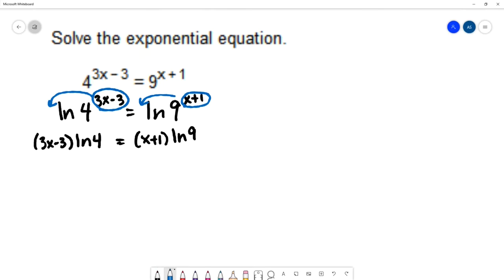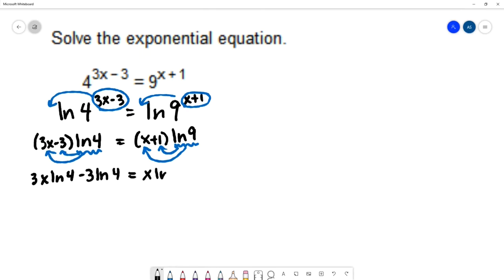So using the distributive property, I'll distribute natural log of 4 to 3x and negative 3, and I'll distribute natural log of 9 to x and 1. This will give 3x natural log of 4 minus 3 natural log of 4 equals x natural log of 9 plus natural log of 9.